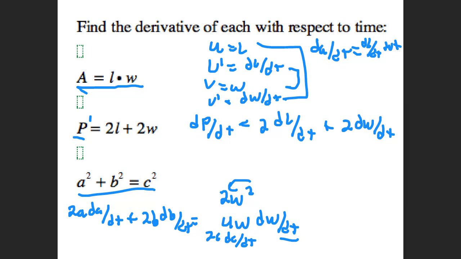The rules for taking derivatives don't change. We're always taking derivatives the same way. It's just that now, every time you take a derivative, you have to put dW/dt or dL/dt or dA/dt behind it. Okay? Does that make sense?